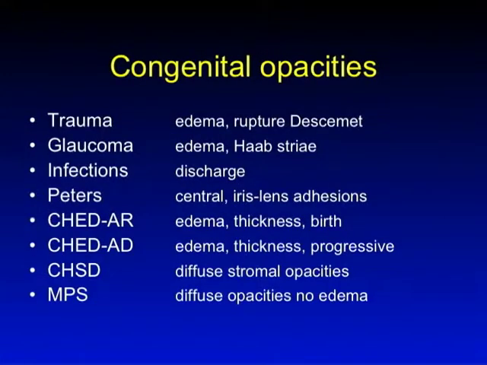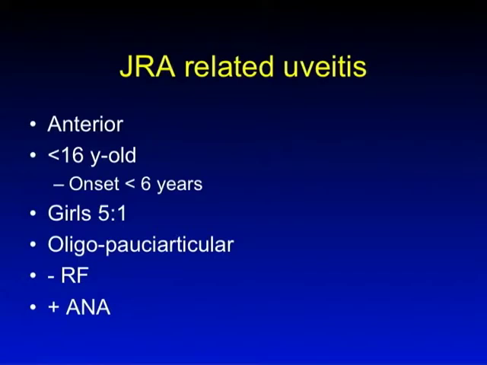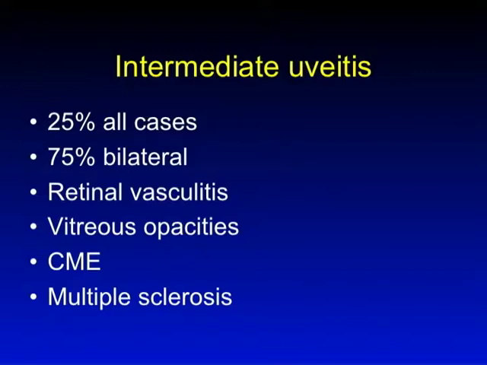Of the congenital opacities: trauma, glaucoma, congenital endothelial dystrophies, which is one of the most important for differential diagnosis with congenital glaucoma. Basically, the cornea is very thick. Uveitis: juvenile idiopathic arthritis or rheumatoid arthritis, patients that are younger than 16 years old. Oligo or pauci-articular disease, positive ANAs, female patient. Intermediate uveitis or pars planitis is usually bilateral, associated with vasculitis, cystoid macular edema.